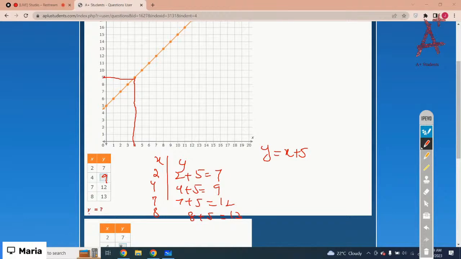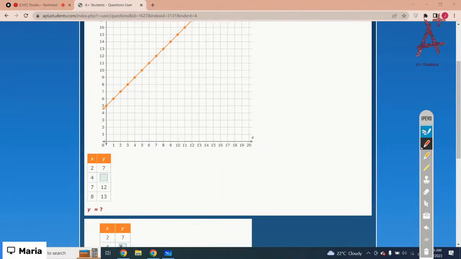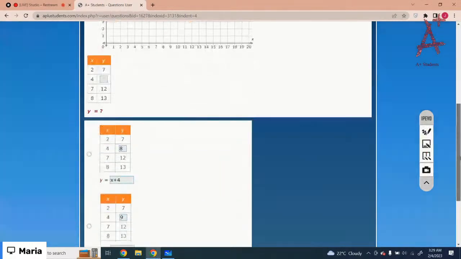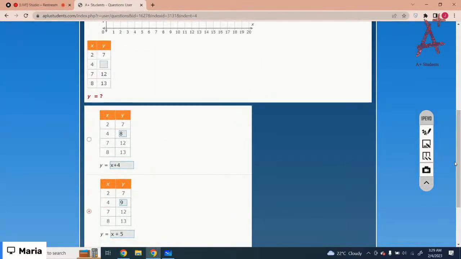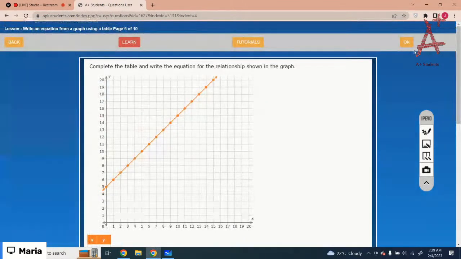Got it? The correct option is y equals x plus 5. Got it? Second option is the correct one. Just select the correct option and click on the OK button.